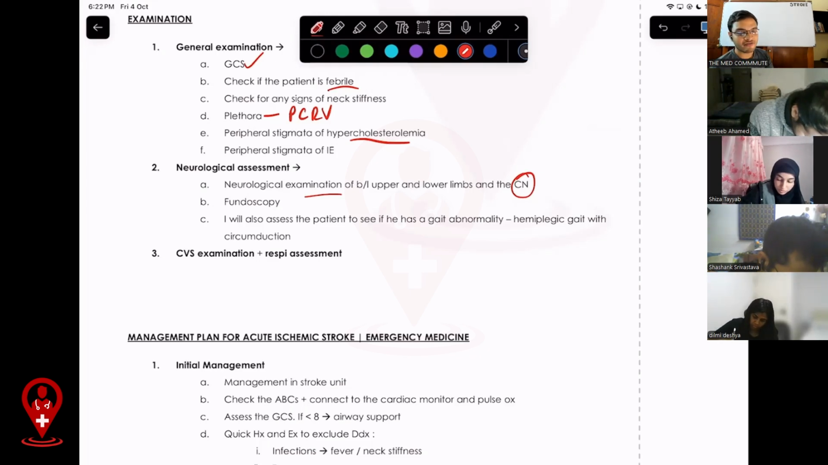Next thing, auscultate for mid-diastolic murmurs. Why? Right? Mitral stenosis, right? Okay, right. Don't worry about murmurs. I will do valvular heart disease, one of my favorite chapters.